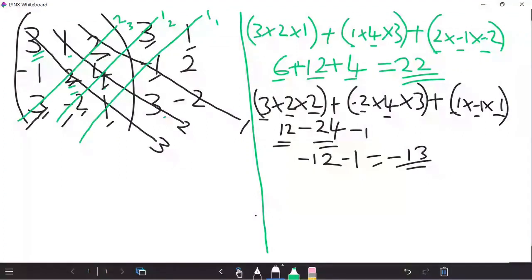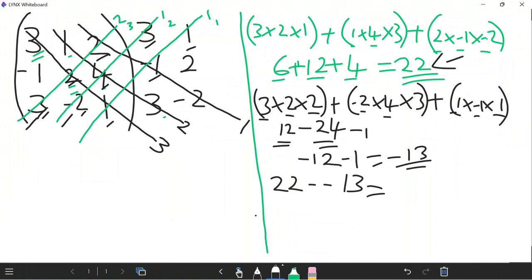So we'll now calculate the determinant. We'll take the product of the elements in the leading diagonal, which was 22. Then you're going to subtract the product of the elements in the other diagonal, which is negative 13.